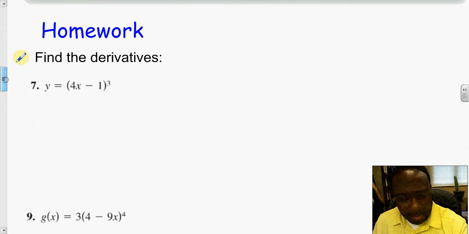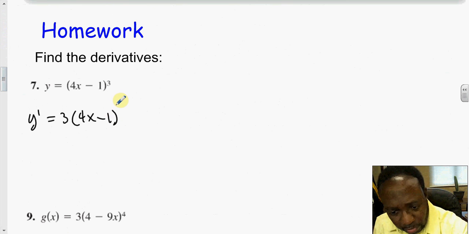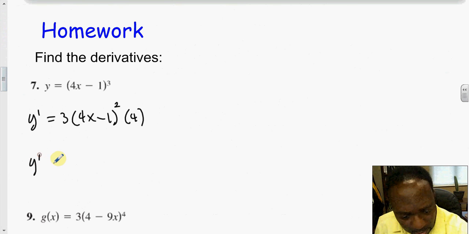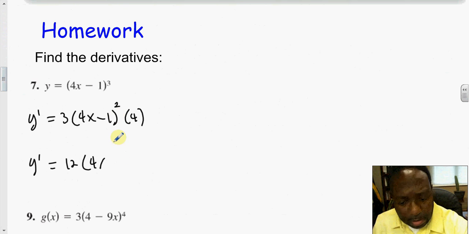Let's look at some problems. So here, y prime, the power rule, this is 3 times the expression 4x minus 1 to the 3 minus 1, which is 2, times the derivative of 4x minus 1, which is just 4. So here, y prime is equal to 12 times 4x minus 1 to the second power.